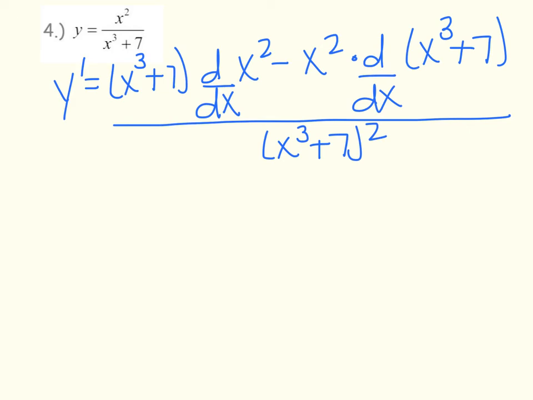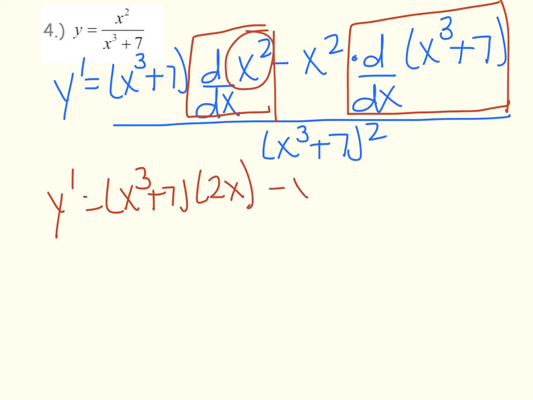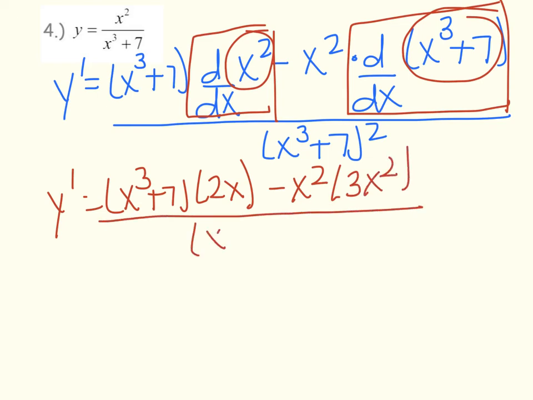So again, just like with the product rule, my next step is to take each of these and find the derivatives. So I'm going to have y prime is equal to x cubed plus 7, and then I'm going to take the derivative of x squared, which is 2x, minus x squared, and then right here I'm going to take the derivative of x cubed, which is 3x squared. And then, of course, I still have that divided by x cubed plus 7 squared.